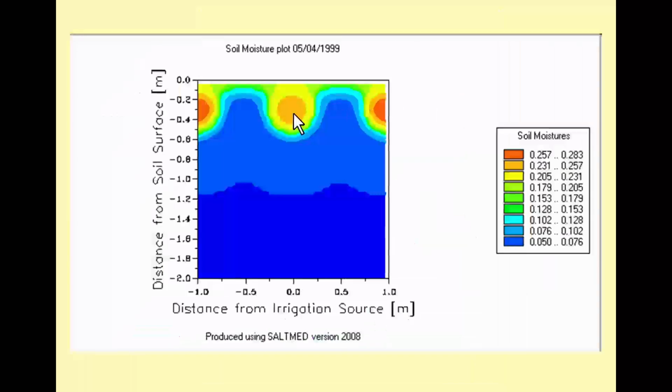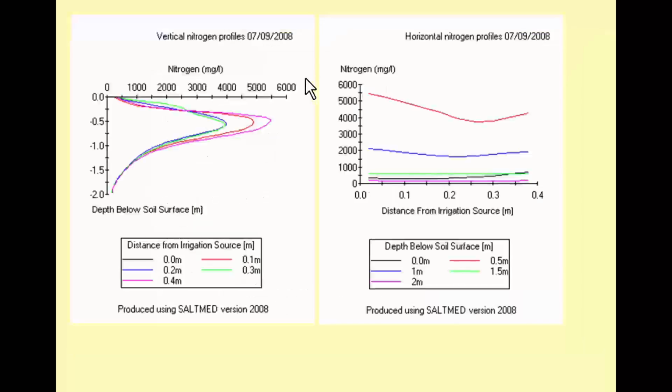And here you can see the middle one is not working, but the right side and the left side, they are working and under the PRD system. You can also have a look at the nitrogen profiles, the same as salinity and the soil moisture, and that's the vertical distribution, and you can also see that as horizontal distribution from the drip line.